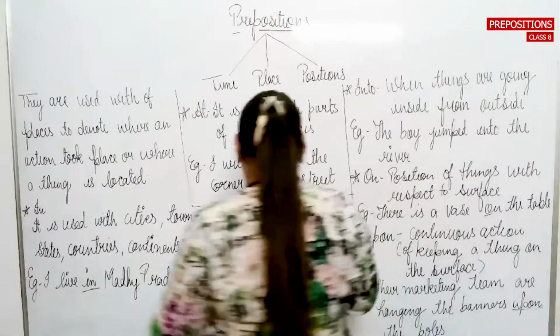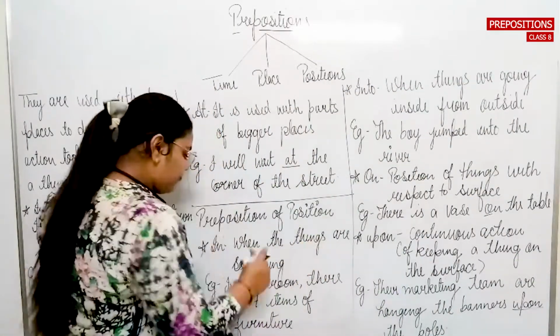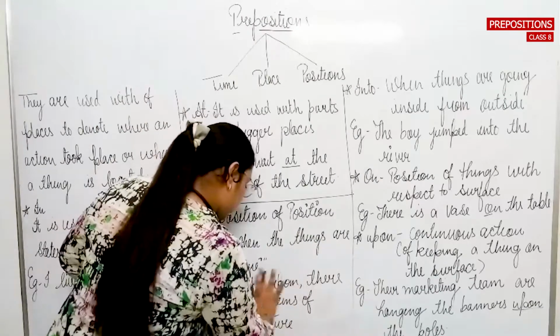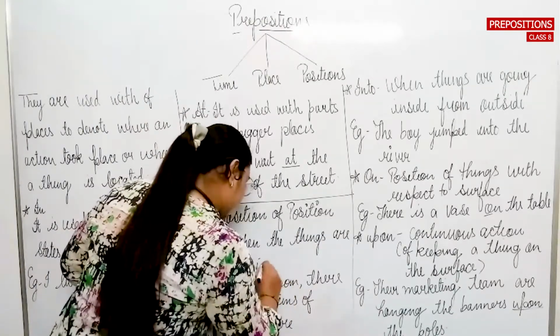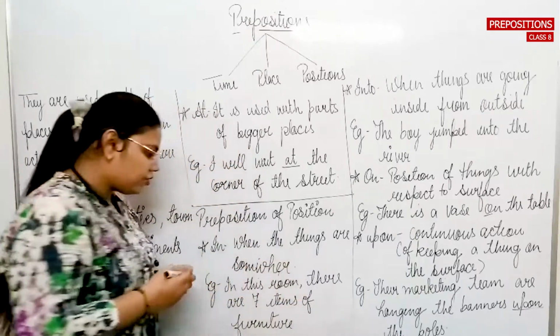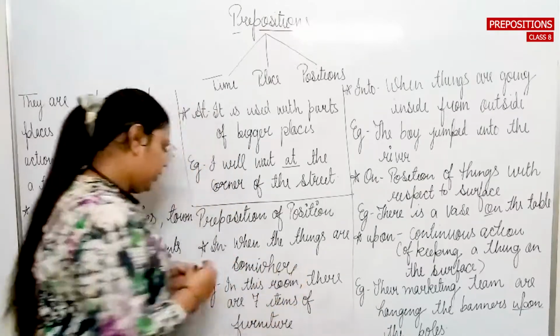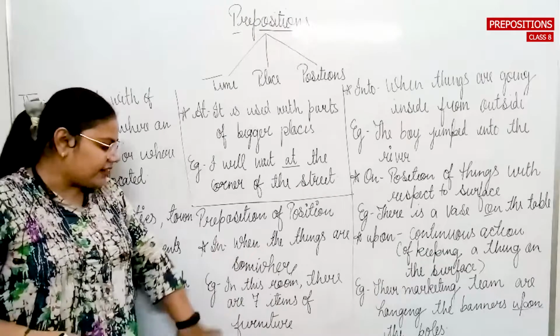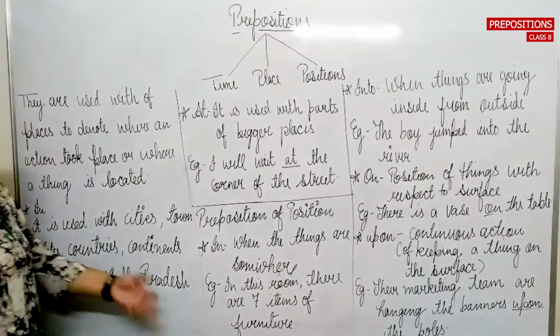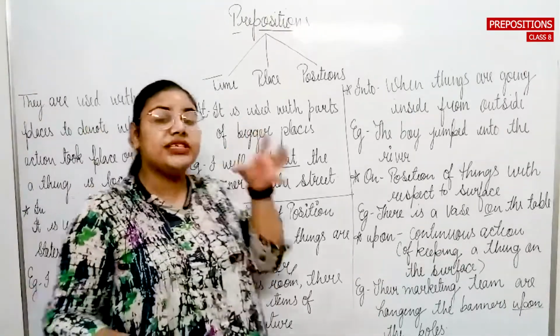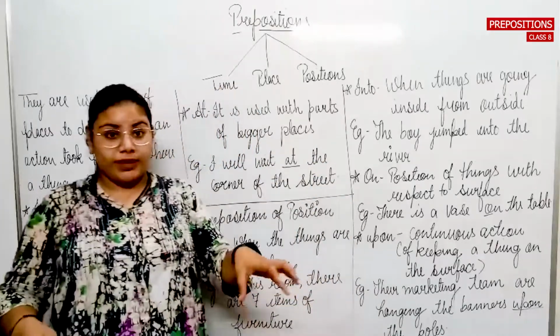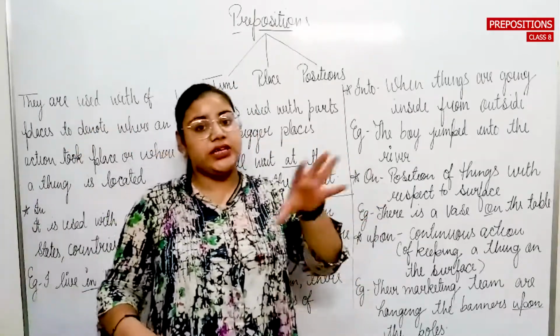Here, something will come when things are somewhere. So we have to tell the place, that is, in this room we have, or there are, 7 items of furniture. Here I am talking about the position in this room. इस particular room में ये चीजें हैं.